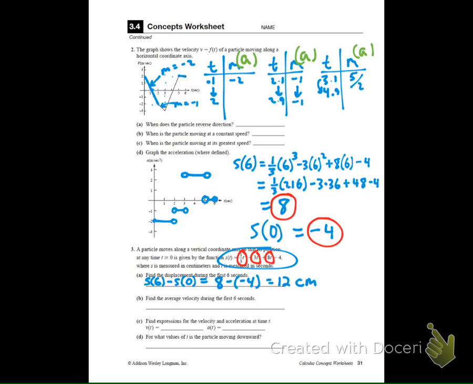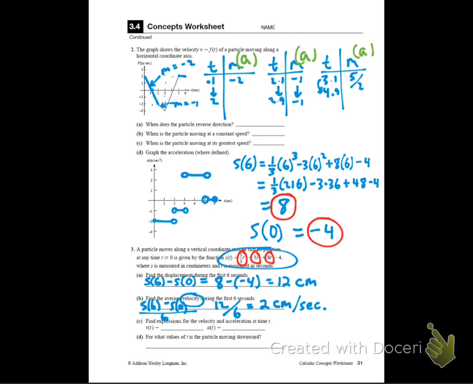Okay, now the average velocity during the first 6 seconds would be how far away this particle is divided by, so it's S of 6 minus S of 0 divided by the time it took to get there. And the time it took to get there was 6 minus 0, or 6, and that would be equal to 2. Now the average velocity would be 2 centimeters to the right per second. Okay?